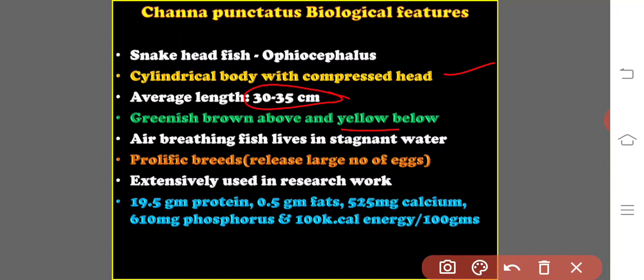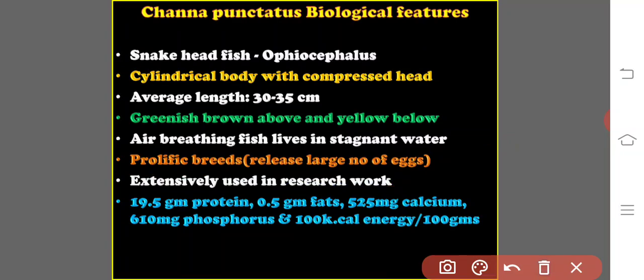These are air breathing fish, living mostly in stagnant water rather than flowing waters. The specific feature is that they are prolific breeders, that is, they release a large number of eggs at a time. And these are also extensively used in research work.